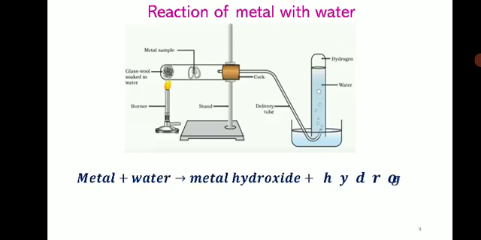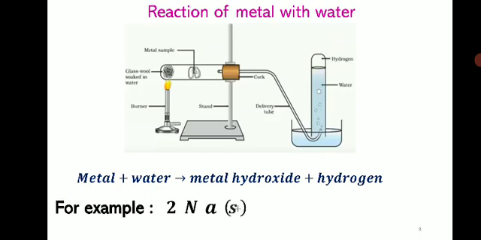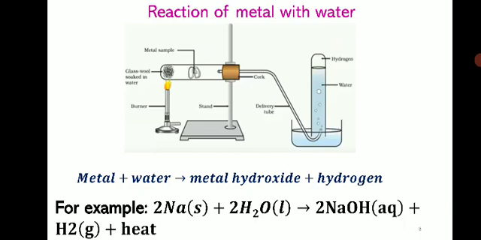Metals, when they react with water, give metal hydroxide and hydrogen. For example, sodium metal, when it reacts with water, gives sodium hydroxide, hydrogen gas and heat. The equation is 2Na plus 2H2O is equal to 2NaOH plus H2 plus heat.